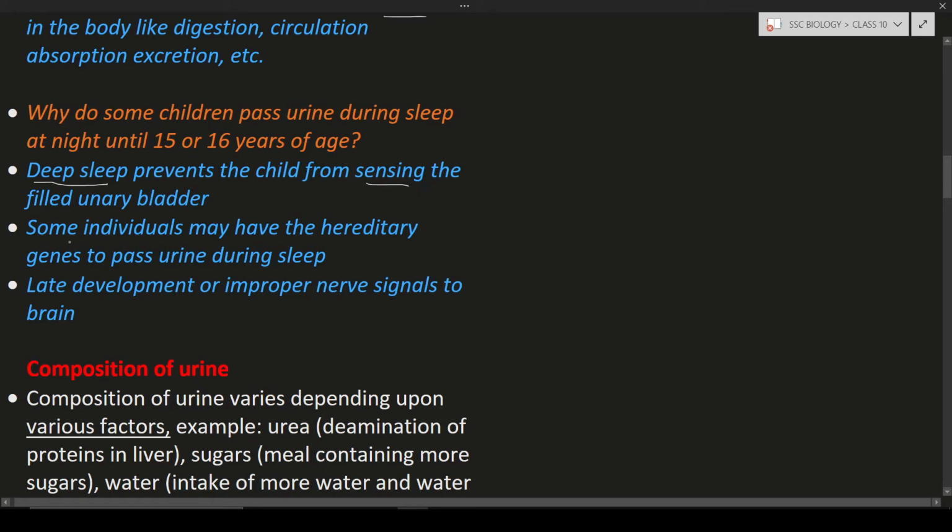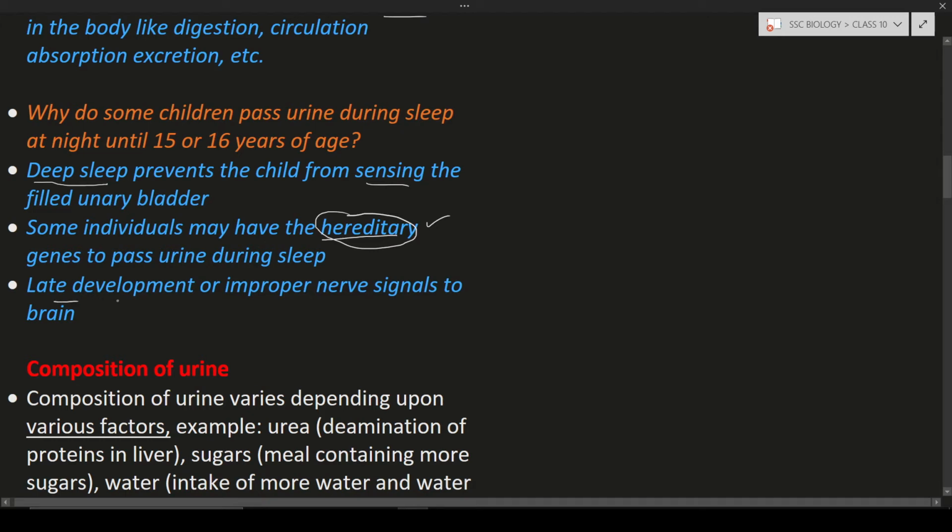Next, some individuals have hereditary genes. Hereditary means such a situation or condition coming from the forefathers, from grandparents to parents, from parents to children, from children to their children, and so on. So in these children, there is a hereditary gene or hereditary disease that causes urination during sleep. You can consider it a hereditary gene or a genetic defect.